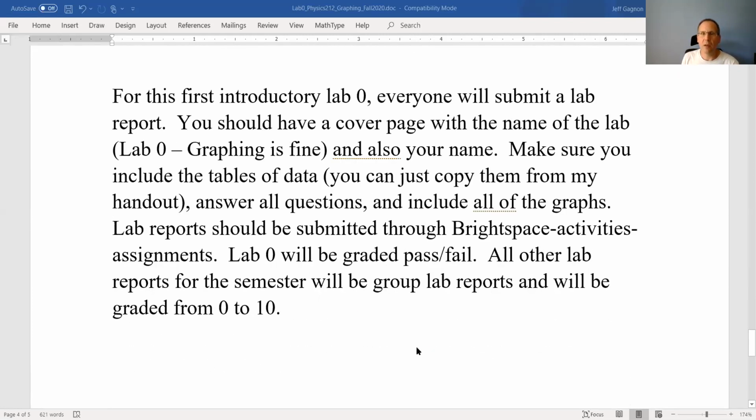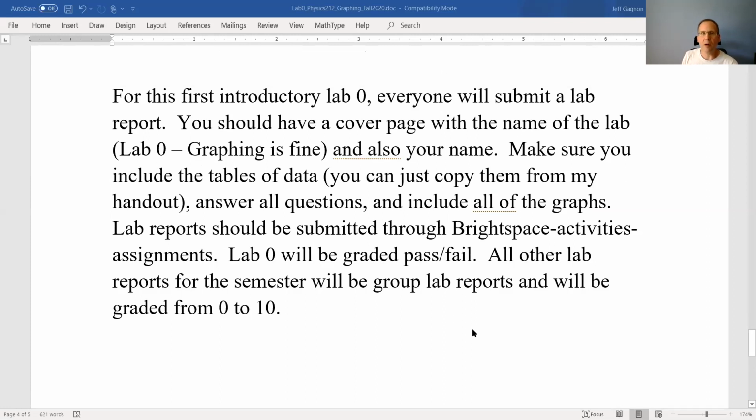Okay, so this last part is just to remind you. For the first lab, this lab 0, I want everyone to submit a lab report, right? In the future, every other lab, we're going to work in groups, typically groups of 3. But for the first lab, I want to make sure everyone knows how to do the submission and everyone knows how to do the graphing. So I want everyone to submit this lab 0.